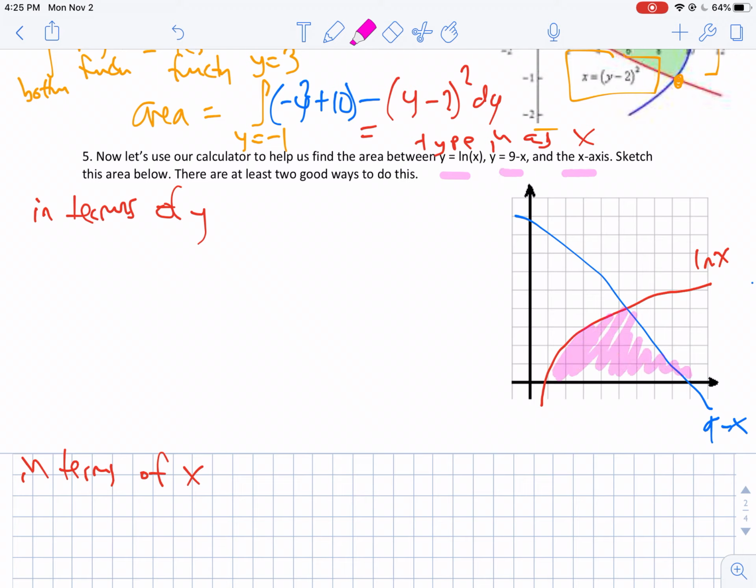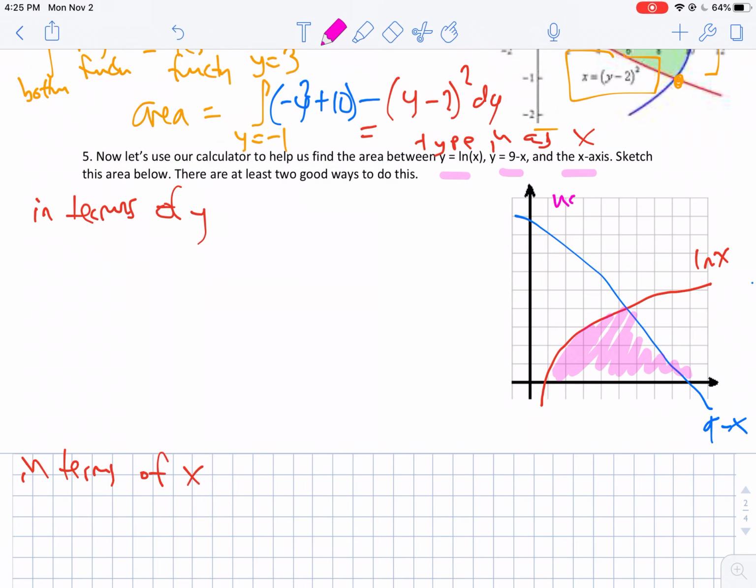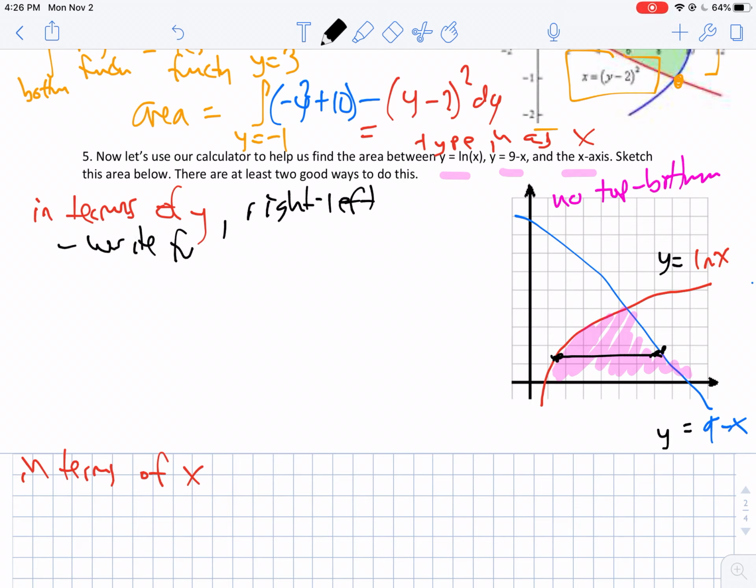Now again, you're a good student, and you look at that, and you're like, oh crap, there is no top minus bottom. But if I turn my paper sideways, or think about it sideways, do we have a right minus a left? We do. Oh my goodness. We can do a right minus a left. Okay, so let's go ahead and do that. So what we're going to do in this case, this is y equals 9 minus x. This is y equals ln x. If I want to do in terms of y, I need to do a right minus left. But what I also need to do is I need to write these functions in terms of y.